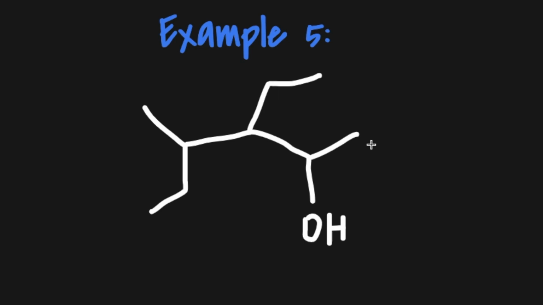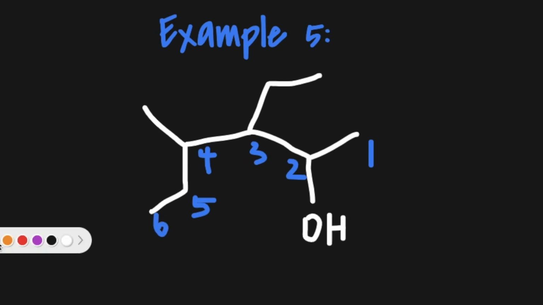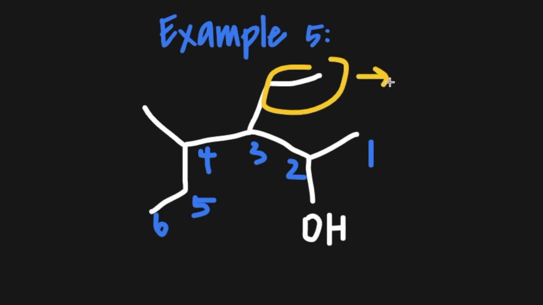Moving on to example 5, we'll be following along with the same process. Number the longest chain with the OH group, we get that there's 6 carbons. And since the hydroxy group is located on the second carbon in the chain, it's 2-hexanol. Finally, we have to identify and number the substituents. There's an ethyl located on the 3rd carbon and a methyl on the 4th carbon.